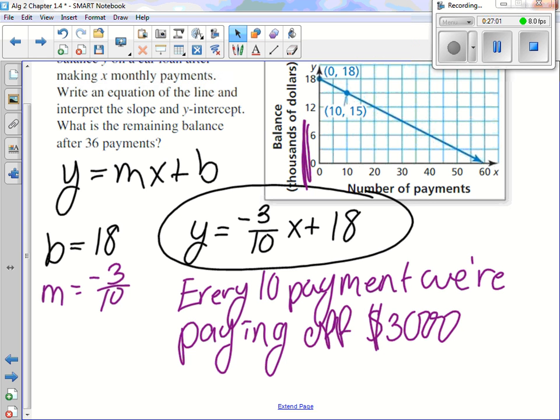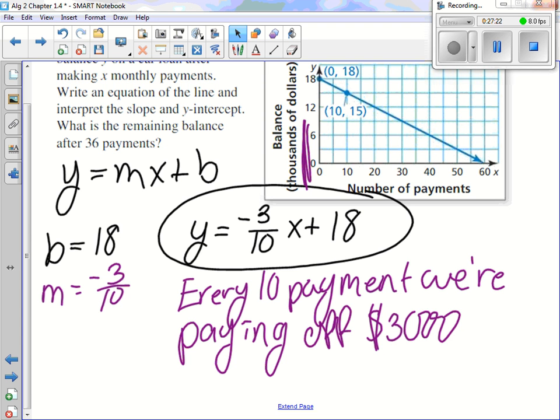For every 10 payments, we're paying off $3,000. So that's our slope, interpreting the slope, because every 10 payments, we're paying off $3,000. We're able to pay off $3,000 every 10 payments.